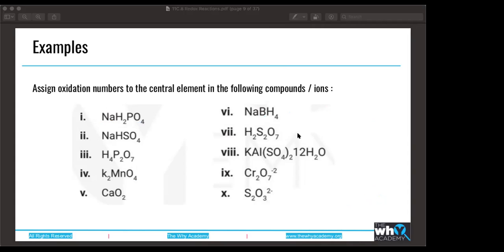Dhriti, Ansh, I have not received answers from you guys. Okay, next. What is the compound? H2S2O7, oleum. So what is the oxidation number for sulfur? Oxidation number.